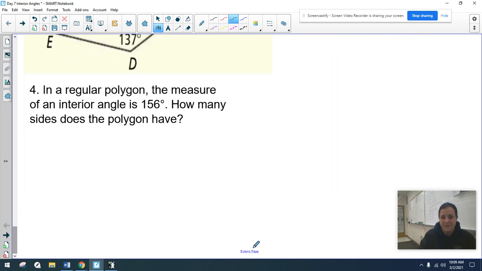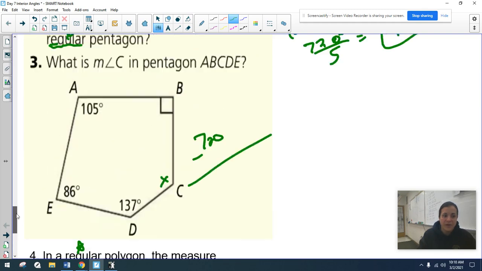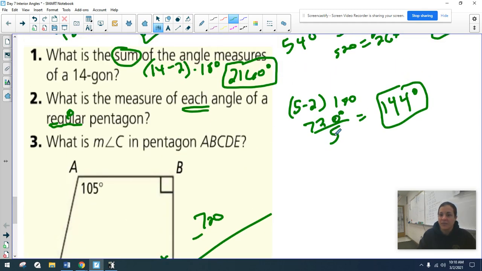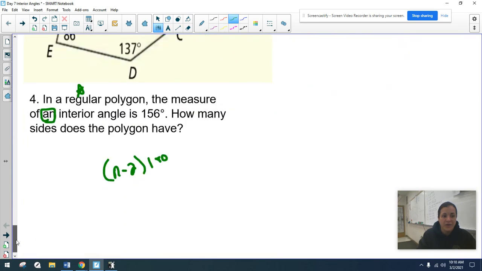Okay, finally, in a regular polygon, again, this means they're all equal. The measure of one interior angle. So when you see that word, that's just one interior angle. So they want to know how many sides does the polygon have? Well, we have no idea because usually we do this. And then to find out what one angle is, what you would normally do, what we were doing up here, was we divided by the number of sides. So we did this n minus 2 times 180, and then we divided it by that same n, by that 5.